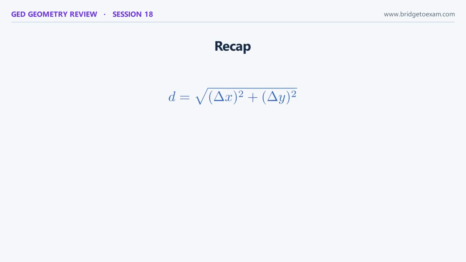To recap, distance is the square root of the squared changes. Midpoint averages the coordinates, and slope is rise over run. Read the question, then pick the matching tool.